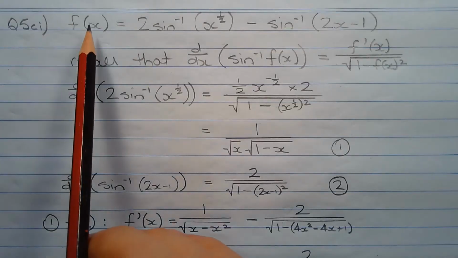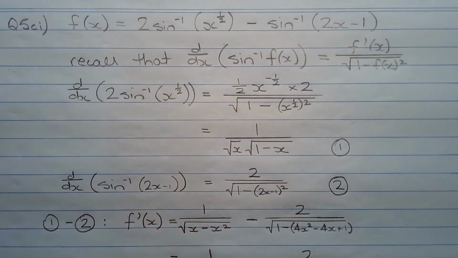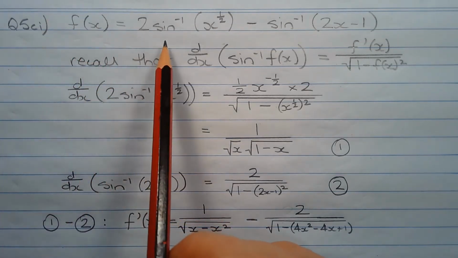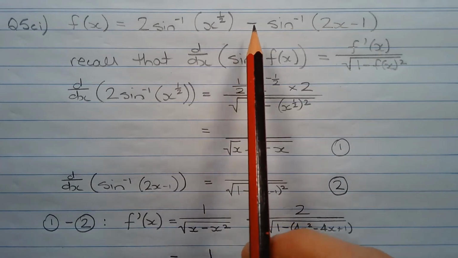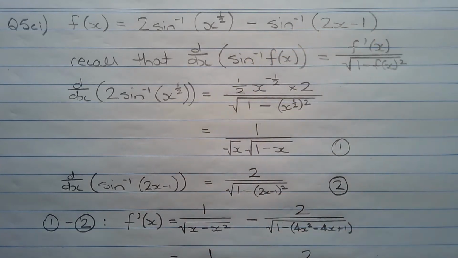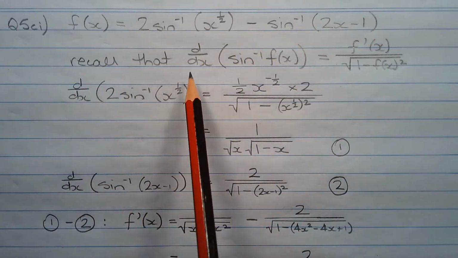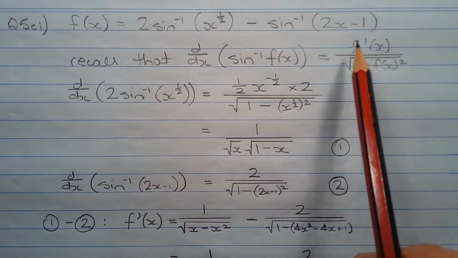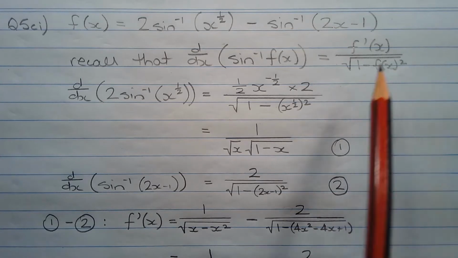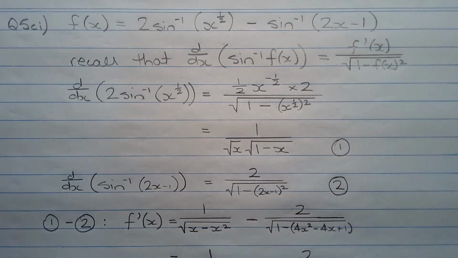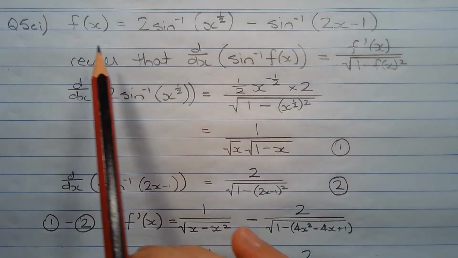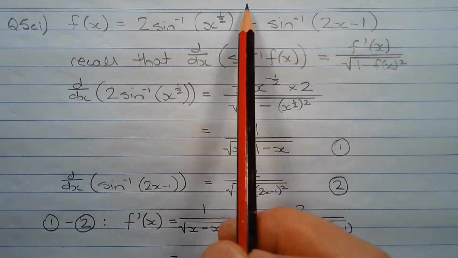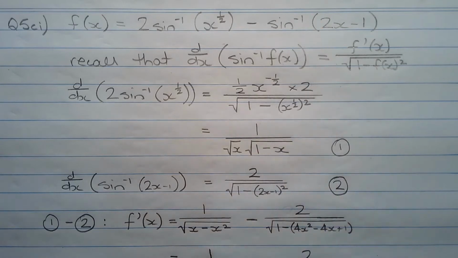Before differentiating f of x, we need to write f of x using powers rather than surds. So f of x is equal to 2 times inverse sine of x to the power of half minus inverse sine of 2x minus 1. Now recall that d dx of inverse sine of f of x by the chain rule is equal to f dash of x over the square root of 1 minus f of x all squared. So to find f dash of x, so the derivative of this function here, I'm going to differentiate this term, subtract one from the other, and hope that it equals 0.